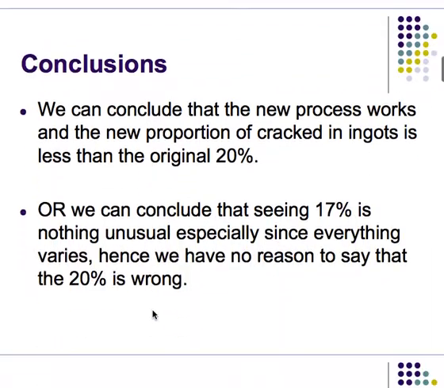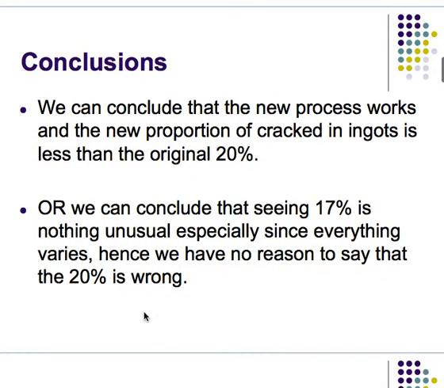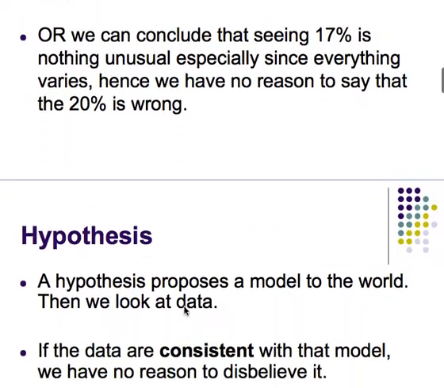Okay, all right, so the conclusions are this. We can conclude that the new process works, yay, and the new proportion of cracked ingots is less than the original 20%. So that would be a good thing. Or we conclude that seeing 17% is nothing unusual, especially since everything varies, and then we have no reason to say that the 20% is wrong. Okay, so option 1 is we fixed the problem. Option 2 is, oops, that was an anomaly, not really going to happen. Nope, we still haven't fixed the issue. Okay, so those are the two options.